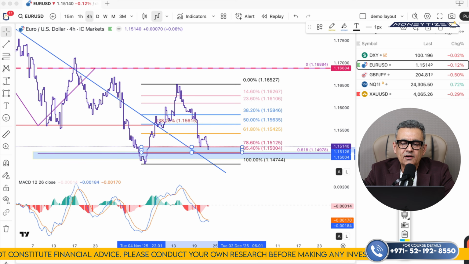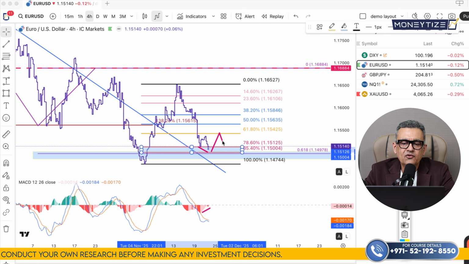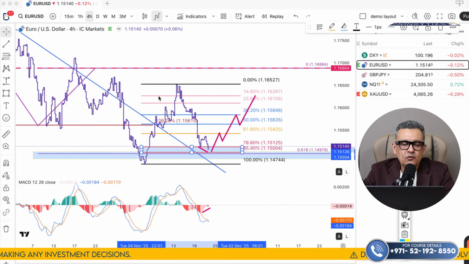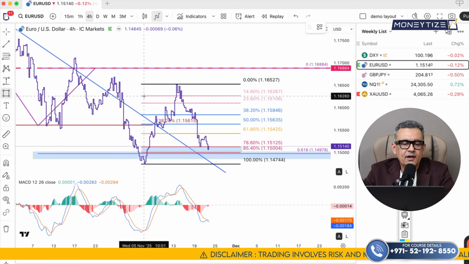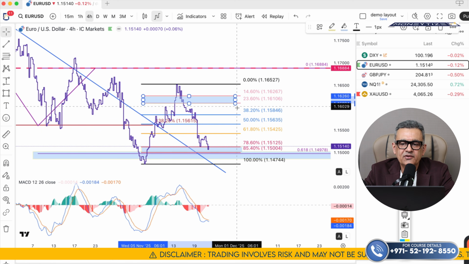And I can see that sellers are exhausted. I can see signs of exhaustion on MACD histogram. We can expect some short-term bounce here. And best case scenario, we can expect Euro USD to bounce back towards 14.6 to 23.6. So this is going to act as the nearest level of resistance now. So let's highlight. So this is gonna be a resistance area.